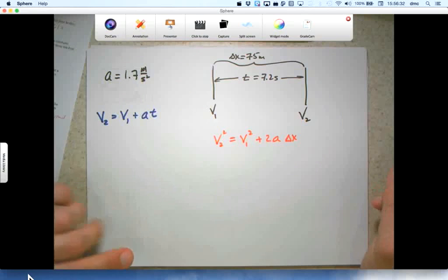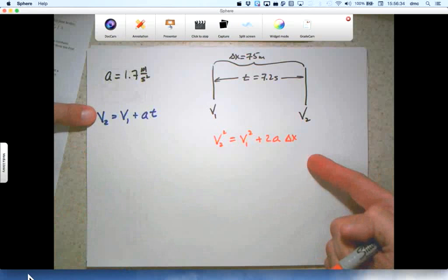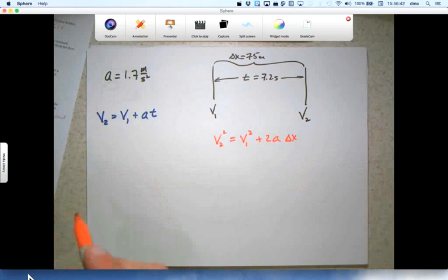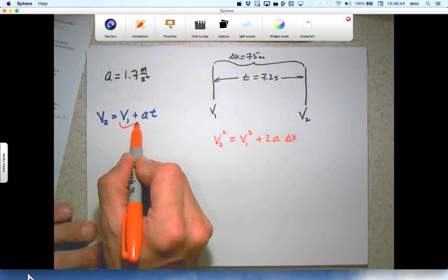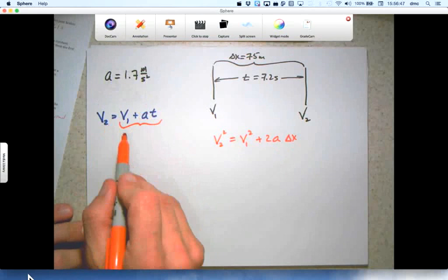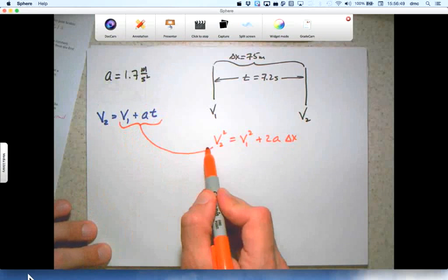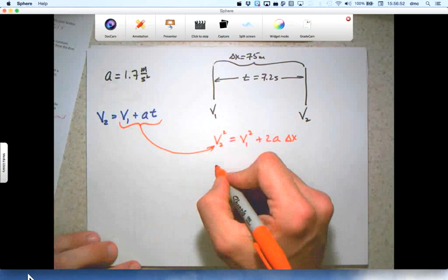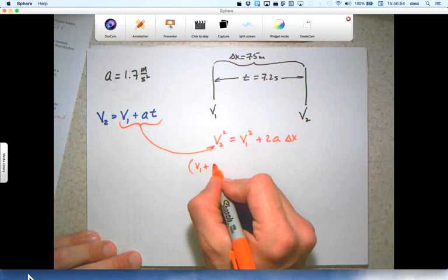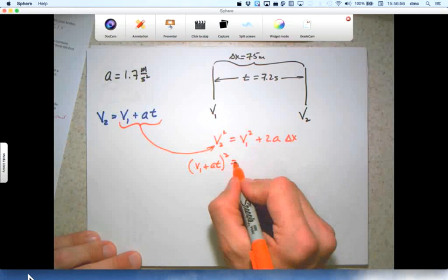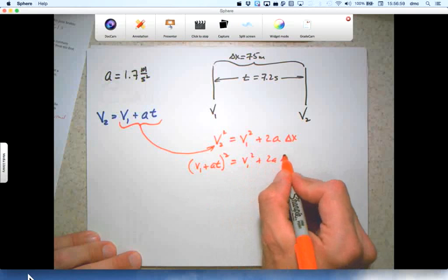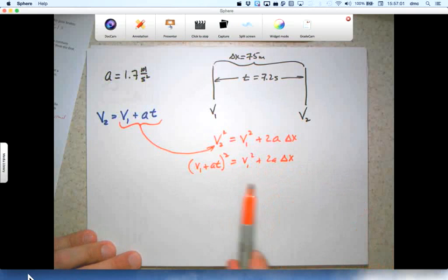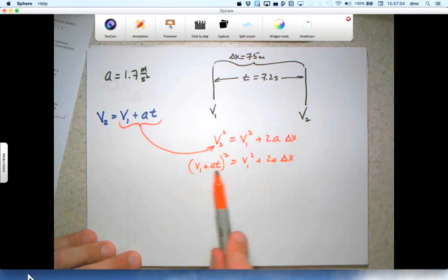And now we have two equations with two unknowns, so I would treat this as a system of equations. I can replace v2 with this quantity, v1 plus at, right here. And so what we end up with is (v1 plus at) quantity squared equals v1 squared plus 2a delta x. And notice now our only unknown is v1, which is what we're looking for in part A.